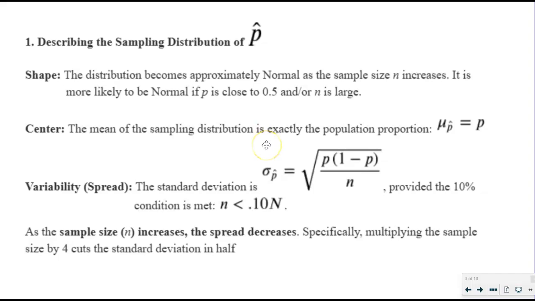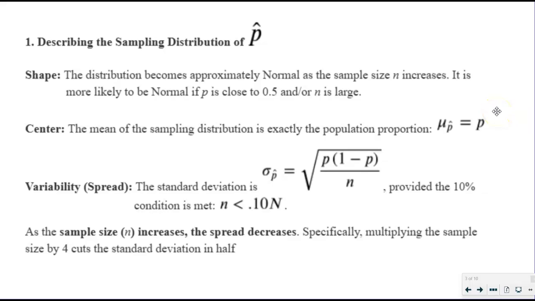In this case, we also know that the mean of the sampling distribution should be exactly the same as the population proportion. So if I take the mean of all of my sample proportions, that value should be close to the true proportion of the population.